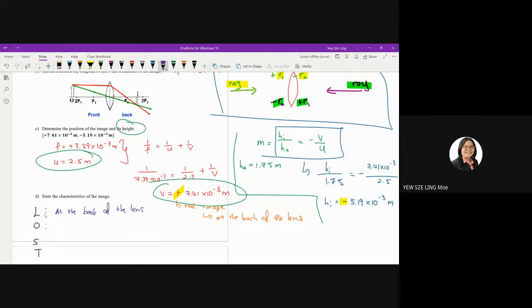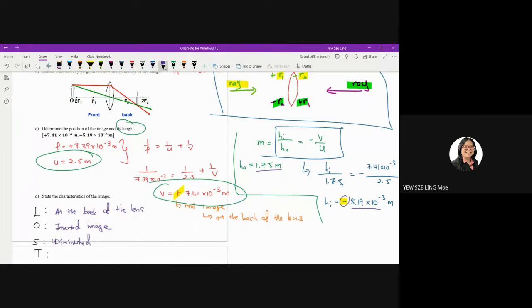O, orientation. For orientation, you look at h. You have a negative sign. Negative sign tells you that you have an inverted image. And then S stands for size. You just look at the value. ho is 1.75 meter, hi is 5.19 times 10 to the power of negative 3. Obviously, it's smaller, so diminished. And then the type of the image.